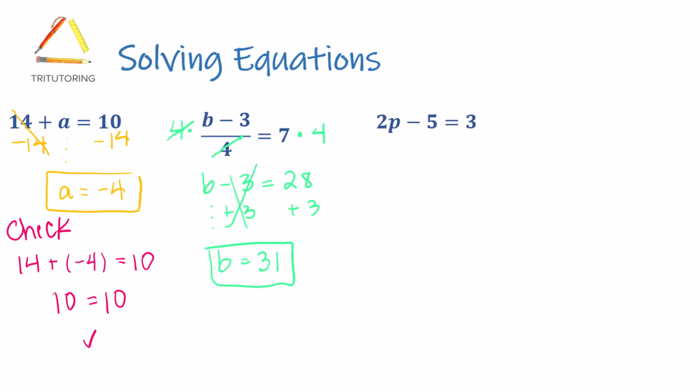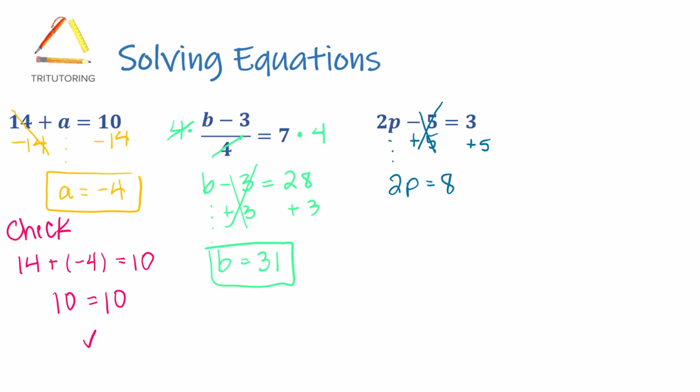On our next equation, we have 2p minus 5 equals 3. The variable in this one is p, and I want to work my way closer to p. That means the first thing I want to get rid of is actually this -5. -5 is further away than that 2 that's connected to the p. So to cancel a -5, I need to add 5 on both sides. That means I can bring down this 2p, and 3 plus 5 is 8.